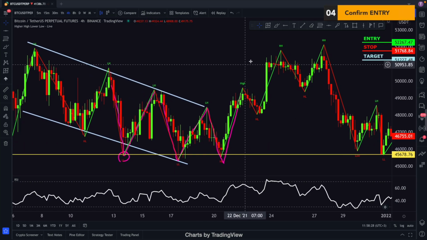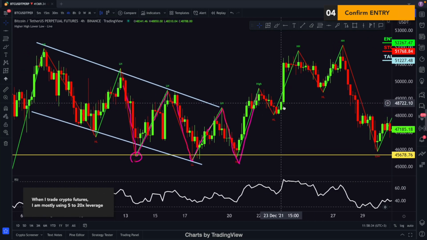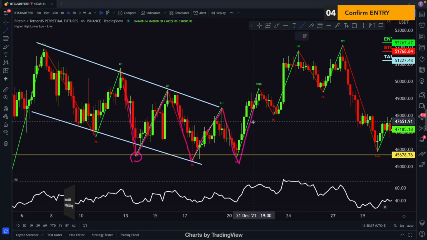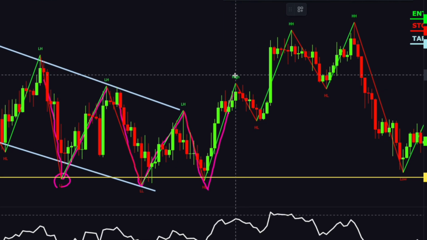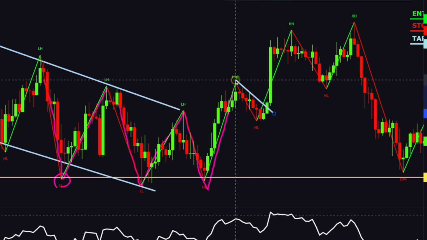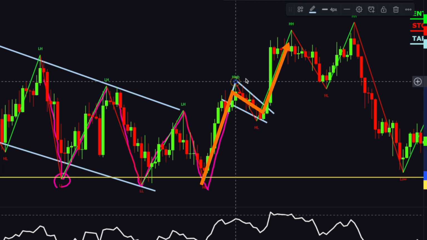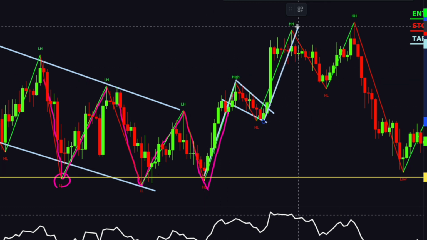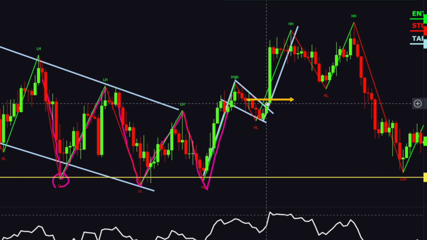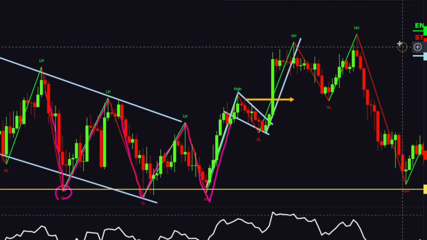Step 4. Entry. Now, when I trade crypto futures, I'm mostly using 5 to 20x leverage, which depends on the position quality, how much I trust the position, and the time frame that I use. I added this to my tradable watchlist and started waiting for a possible secure entry. And you can see the bull flag shape finally appeared. After this pullback breakout, I was waiting for a candlestick to beat the high of this candlestick. Later on, I entered the trade around here.